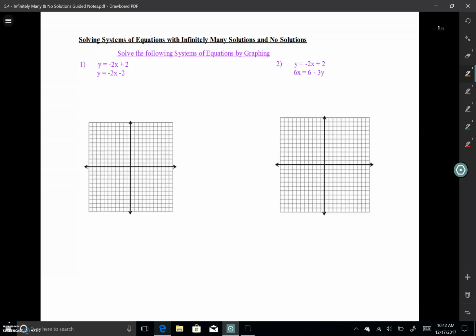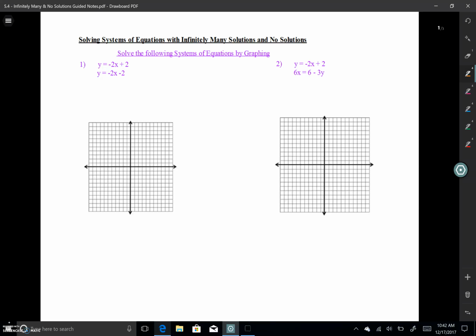All right, everybody, welcome to section 5.4, solving systems of equations with infinitely many solutions and no solutions. Up until this point, we have solved systems of equations that have had one solution, and we have found that one solution either by graphing, substitution, or elimination. So today I want to look at systems of equations that actually have either no solutions or more than one solution. So we have two examples here.